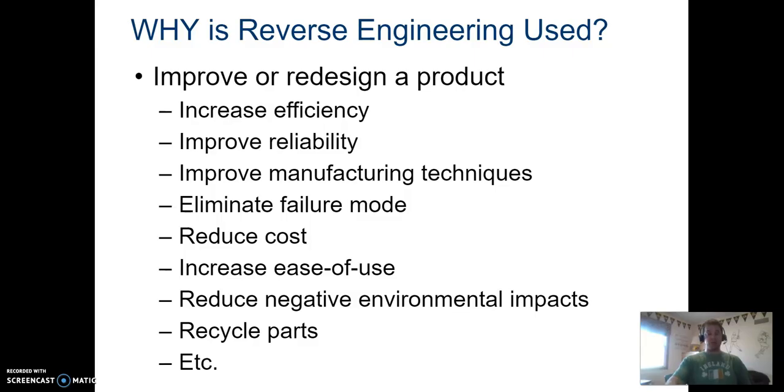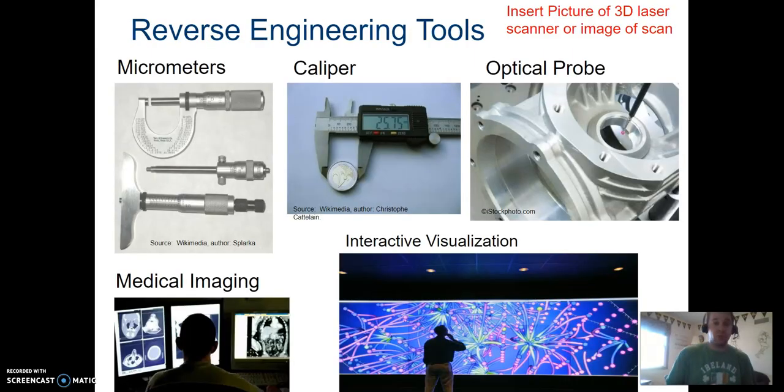If we're going to reverse engineer something, we need some tools to do that. We need tools to take it apart and fully analyze it. And you see a bunch of these here. Some of them you're familiar with, especially the caliper.